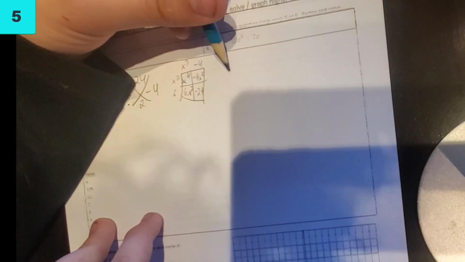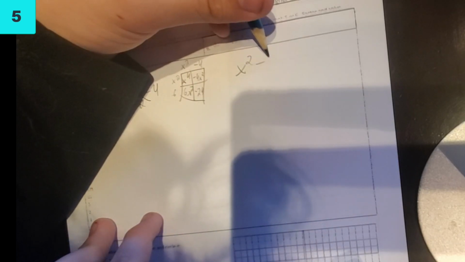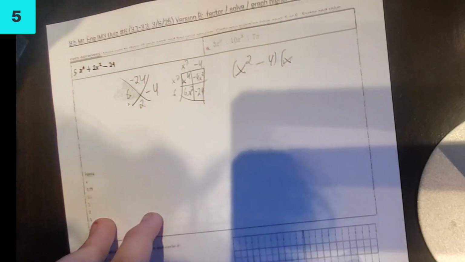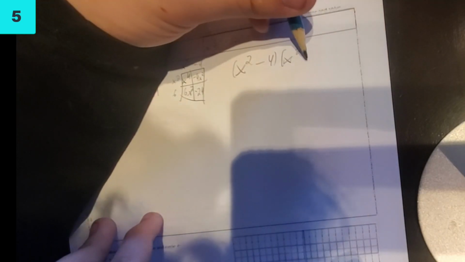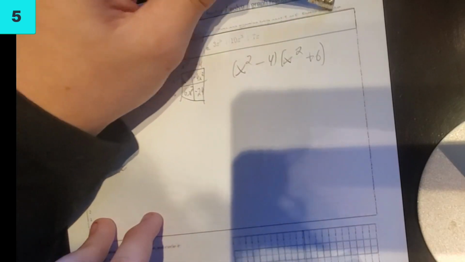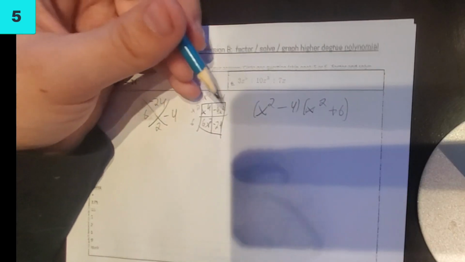Now we have our half factored form, which is x squared minus 4 and x squared plus 6. Now our goal is to factor and solve. We want to do both of those things. So we're going to fully factor this, and then we're going to solve for all of its zeros.